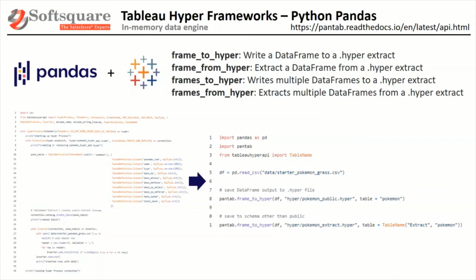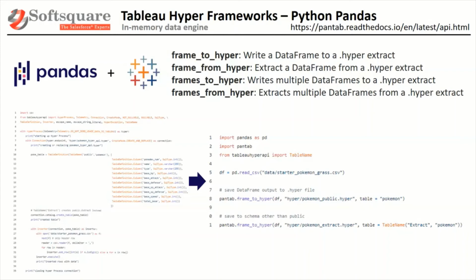As you can see here, you're just importing Pandas and the Hyper API, and all you have to do is load your CSV file into a data frame, and then you can just say frame to Hyper, call that data frame that you just loaded, give it the name where you want to store that Hyper, give it a table name, and then you're done. And then you just save it once you're done with that. So this is, again, a low-code solution to doing the Hyper API implementation.